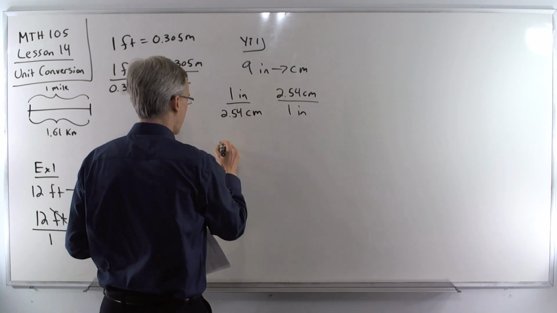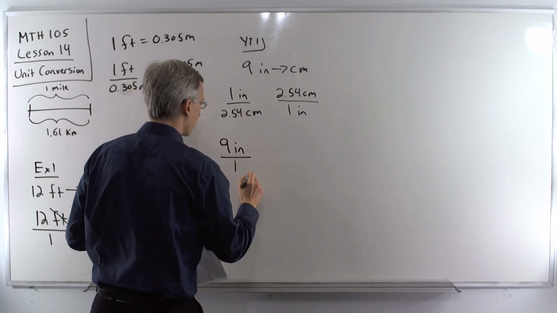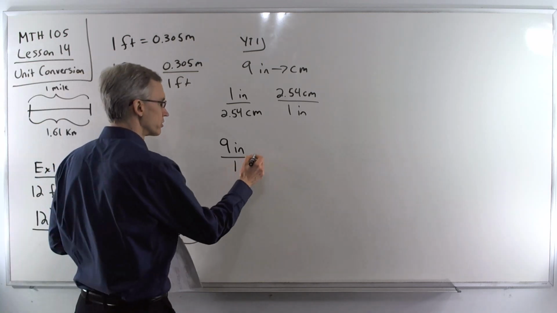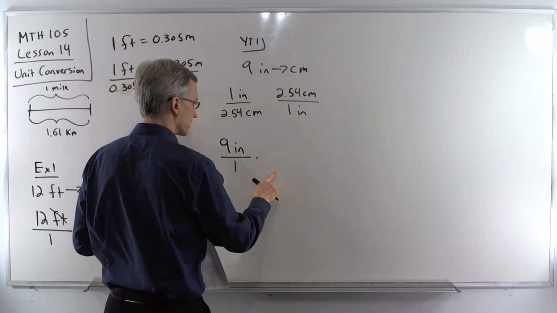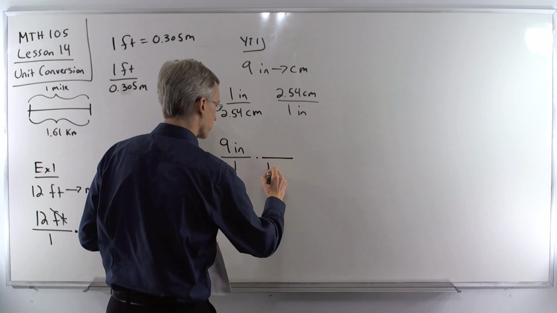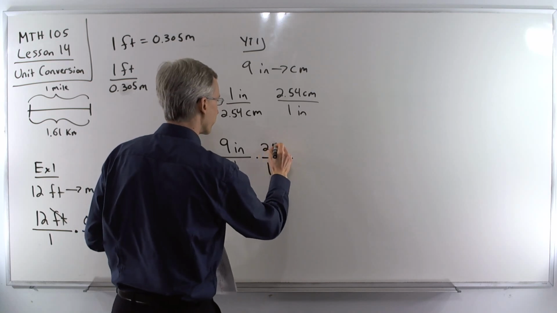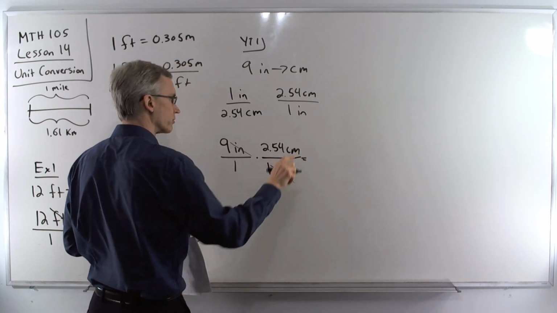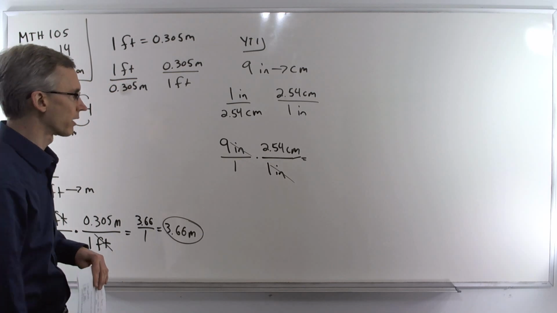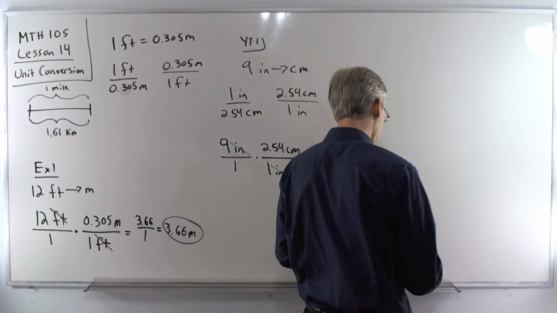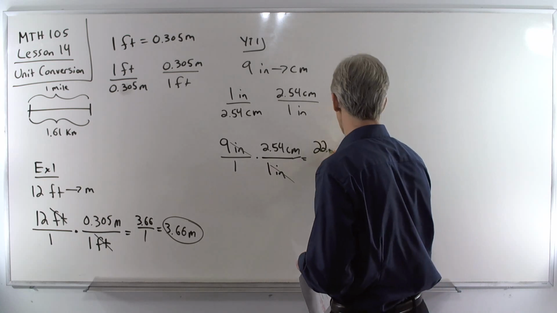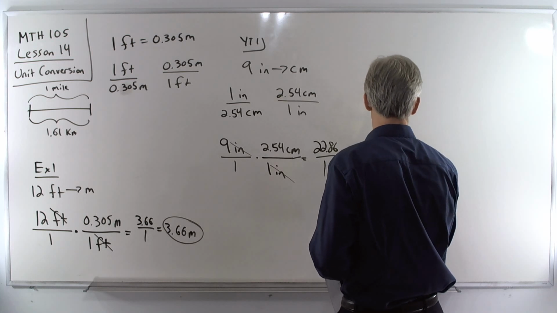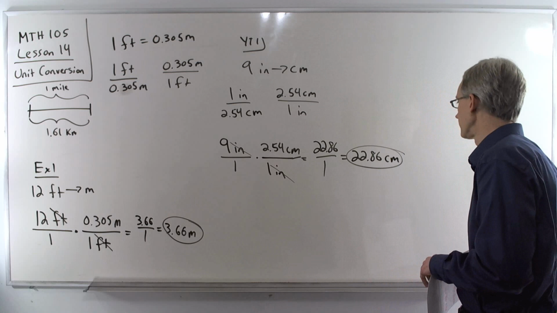All right, now we're starting with 9 inches. So for step 1, write that as a fraction over 1. And now we're going to choose the conversion factor that has inches on the opposite side. So that is 1 inch on the bottom, 2.54 centimeters on top. The inches cancel, and we're left with just centimeters. Now multiply straight across. 9 times 2.54 gives us 22.86. And just 1 on the bottom, so that is 22.86 centimeters. So 9 inches equals 22.86 centimeters.